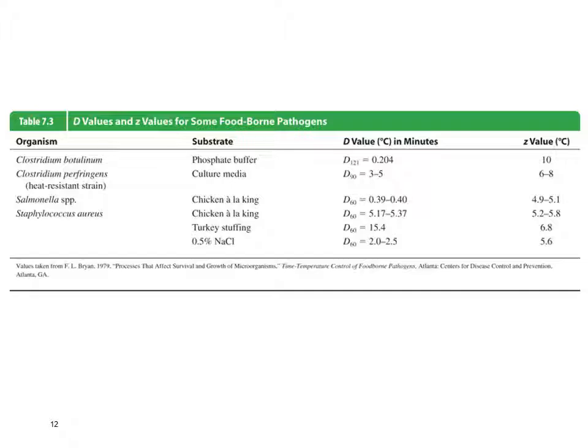The Z value for C. botulinum spores is 10 degrees Celsius, which you can see in the far right column. So this means that it takes a 10 degrees Celsius change in temperature to alter the D value tenfold. So if the cans were to be processed at 111 degrees Celsius rather than at 121 degrees Celsius, the D value would increase by tenfold to 2.04 minutes, and the 12D value to 24.5 minutes.